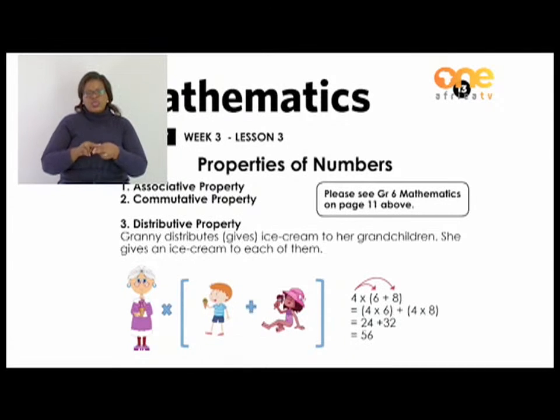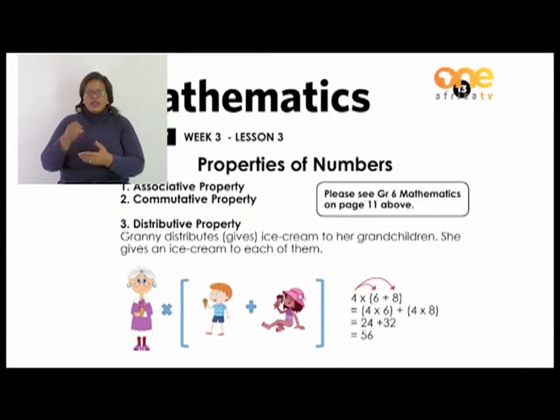4 times 6 plus 8, and in that manner 6 plus 8 can also be inside the brackets. So to distribute 4 to those numbers inside the brackets, you can expand and say 4 times 6 and 4 times 8 until you get to the answer.